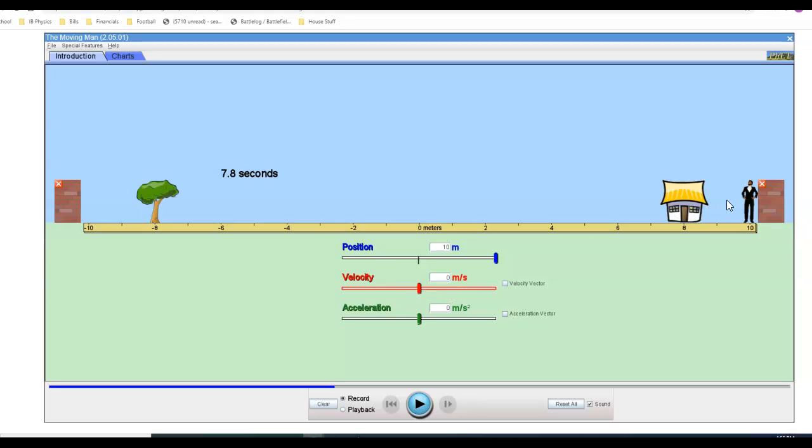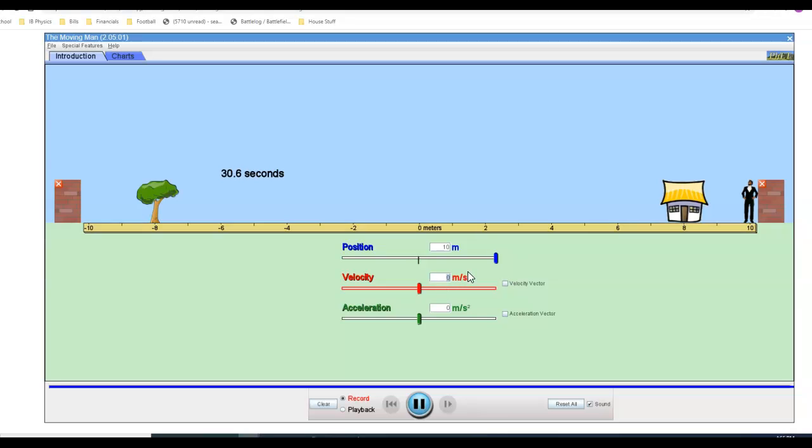This is a simulation called the Moving Man, and you'll be playing with him in another activity later on. But just to show you what constant velocity might look like, here's my Moving Man. If I set his velocity to 1 meter per second and hit play, notice he's moving to the right. He's not moving any faster or slower. He's just moving at 1 meter per second, meaning every second that passes, he travels a distance of 1 meter. And then he hits a wall, and he stops.